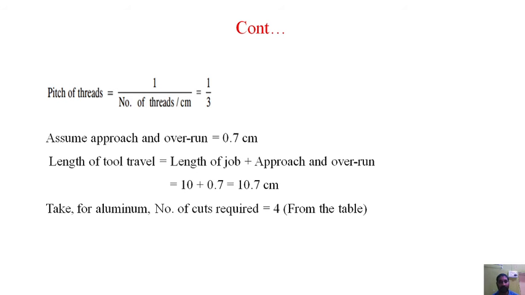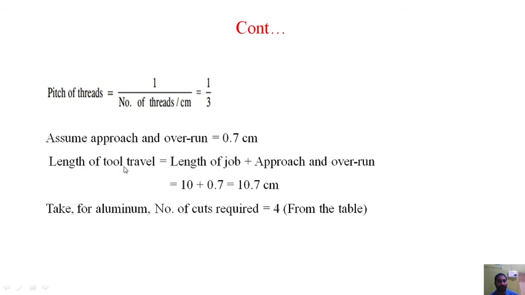So the pitch is 1 by 3 centimeter. Assuming approach and overrun as 0.7 centimeter, you can take any value, either 0.5 or 0.6 or whatever, because you have been asked to assume. So don't worry about these things. You have to take some value, but you have to mention clearly how much you are taking.